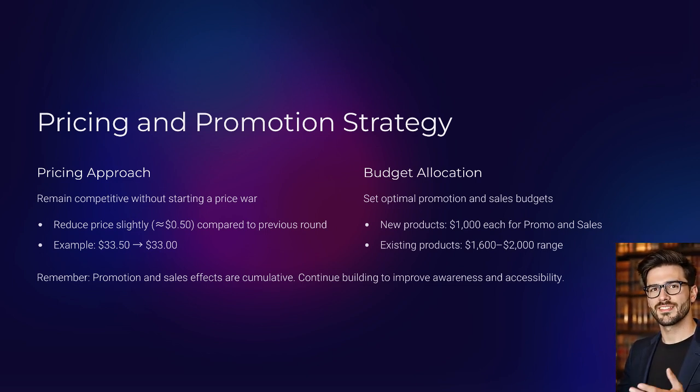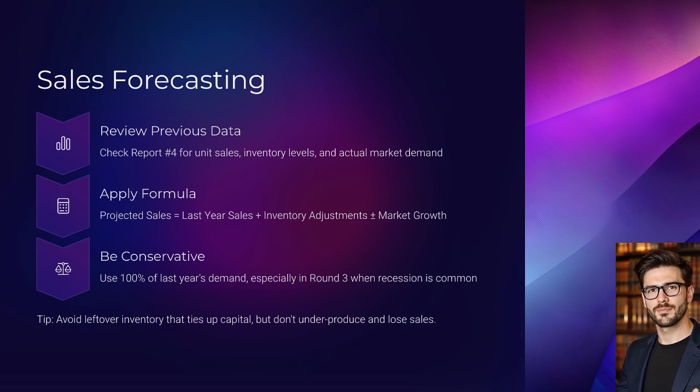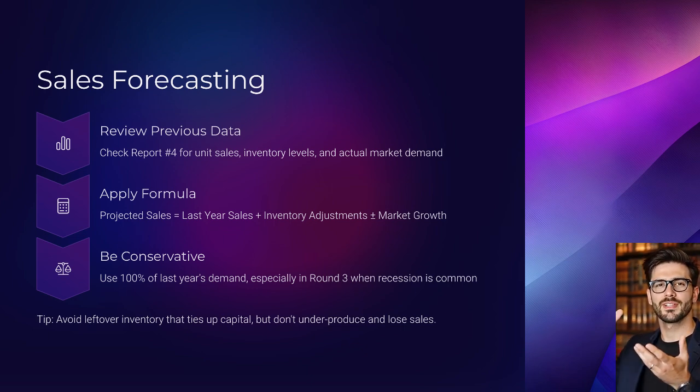Section 4, Sales Forecasting. Now we move to one of the most critical decisions in Capsim, sales forecasting. Here's how you do it. Open report number 4 from the previous round. Check unit sales, inventory levels, and actual market demand, total industry unit demand. Use the formula: projected sales equals last year's sales plus inventory adjustments plus or minus market growth.